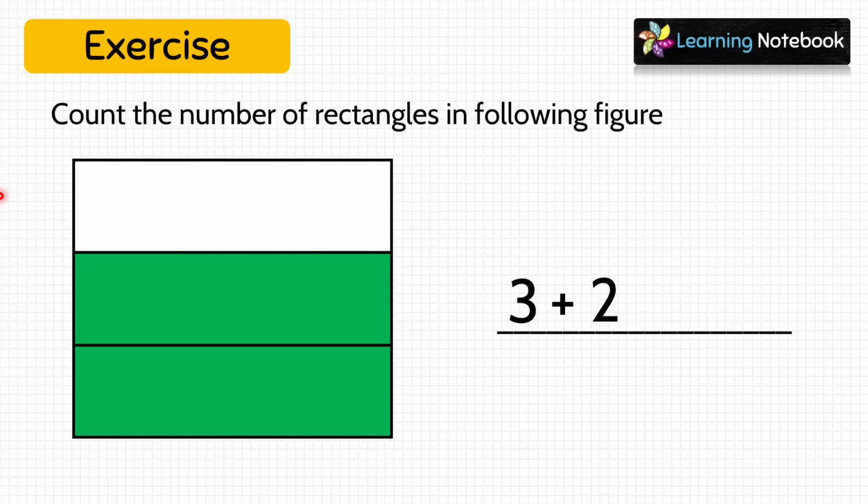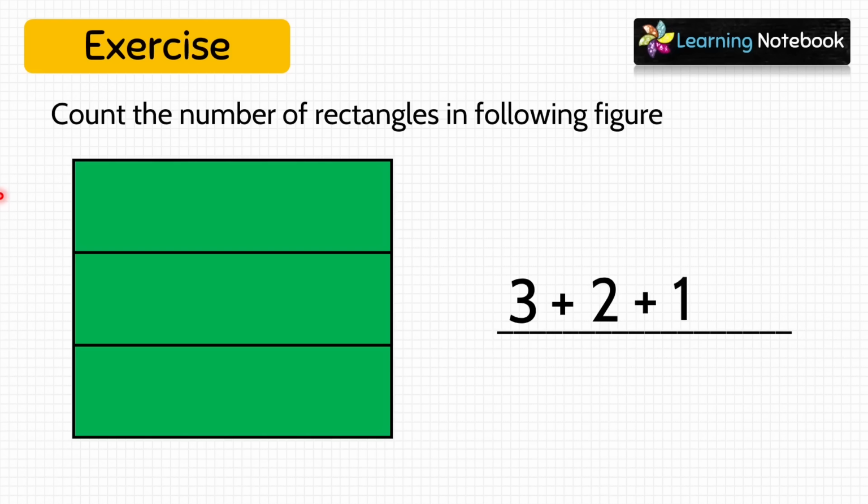Now we can also form a big rectangle by combining all these 3 rectangles. This is the big rectangle, which is only 1. So let's write 1. So here, total number of rectangles are 6.